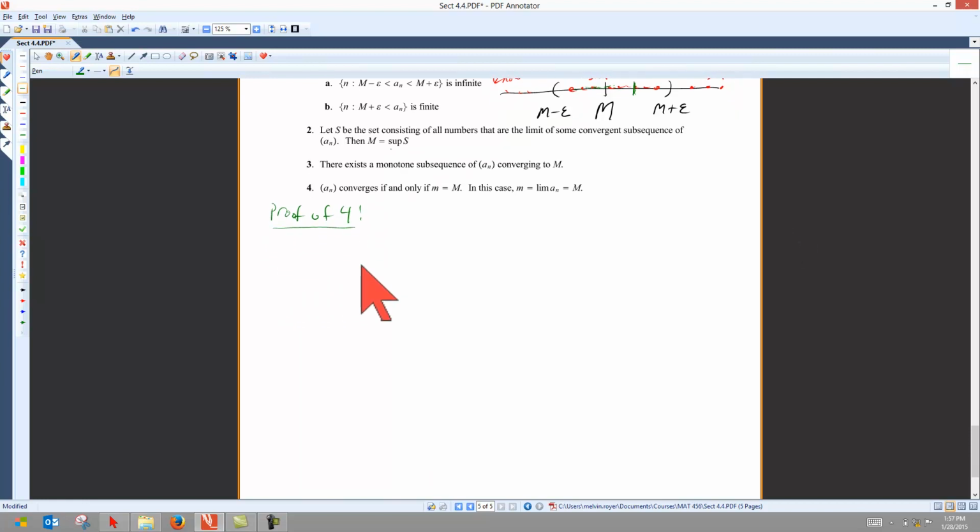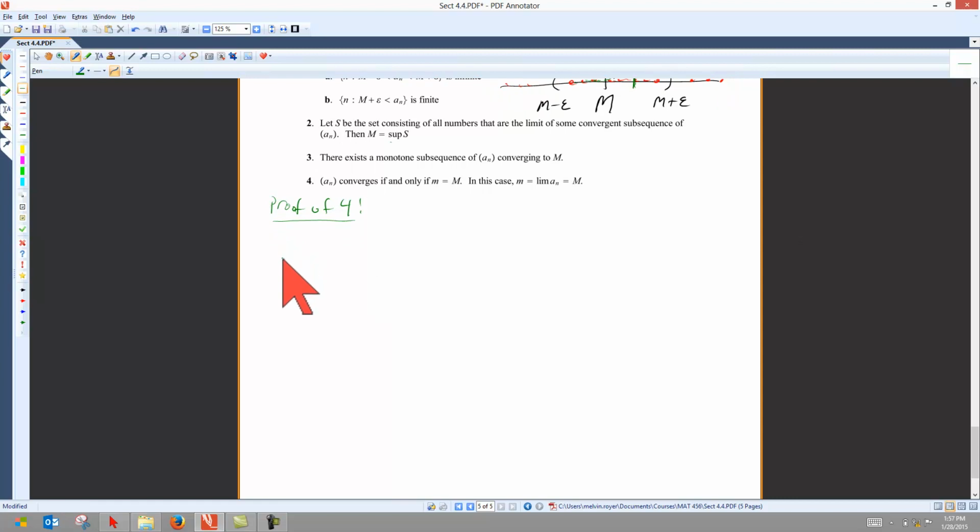It's an if and only if, so there are 2 directions to prove. I'll go this way first. So I have a convergent sequence. Let's give its limit a name. Let A be the limit of sequence A sub n. And now I want to show that the limit inferior equals the limit superior. So the way you can show that little m equals big M is to show that little m is less than or equal to big M, and that it's also greater than or equal to big M.